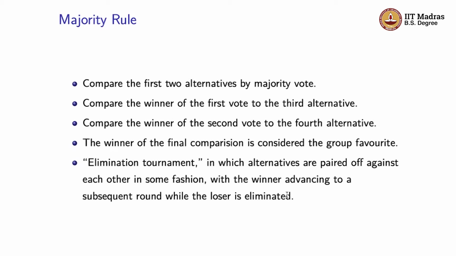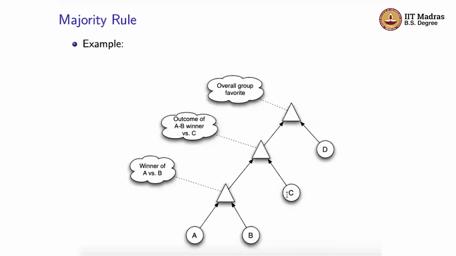So these are elimination tournaments where the winners face off against other players and the losers are eliminated, right? Just as an illustration, imagine that you had four alternatives, A, B, C, D. First you had A versus B, right? Whoever was the winner of A versus B proceeds to the next round and the loser of A versus B is eliminated. Then the winner of A versus B and C face off against each other.